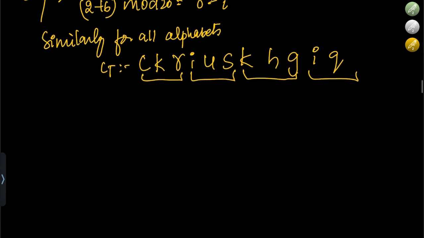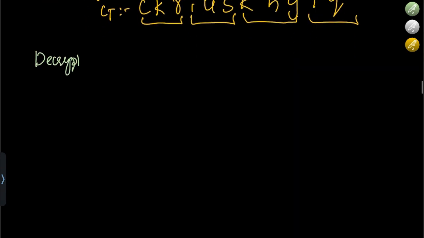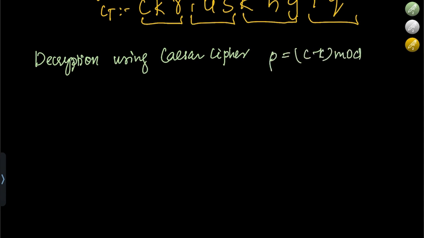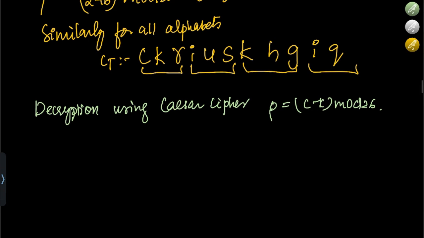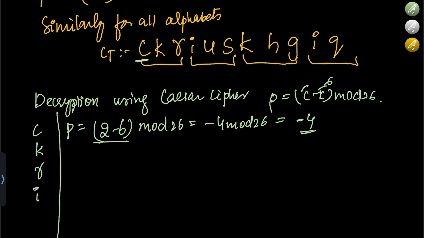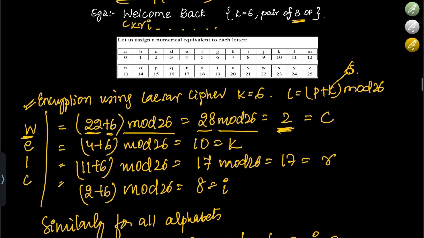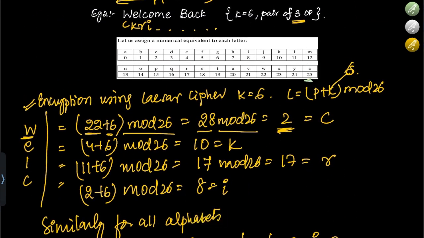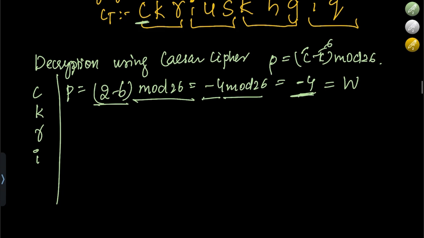Now let's look into the decryption process. So decryption using Caesar cipher. Let me write down the formula. P is equal to C minus K mod 26. Let me start from C, K, R, and let me write for these four. For C, P is equal to 2 minus 6 mod 26, which is equal to minus 4 mod 26. If we consider from this side, this is minus 1, minus 2, minus 3, and minus 4. It is W. We get W back. So W I have written.